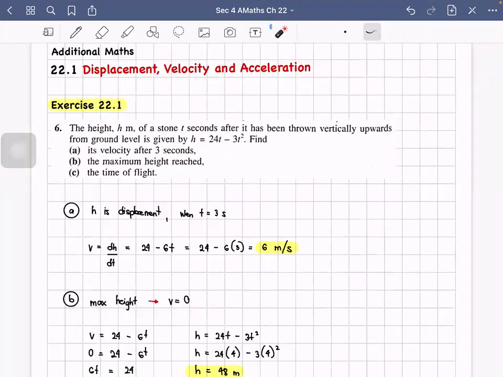So let me explain number 6 from exercise 22.1. Okay, and then let's see if you got the correct answer.